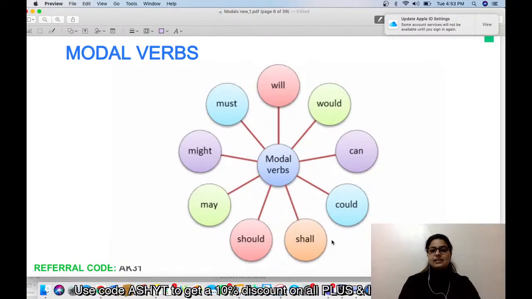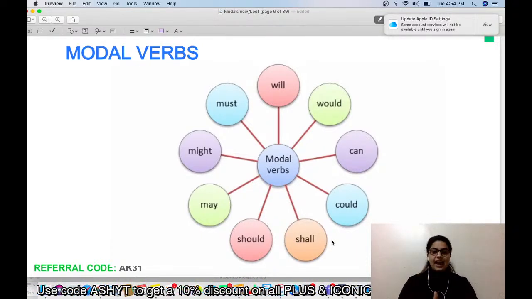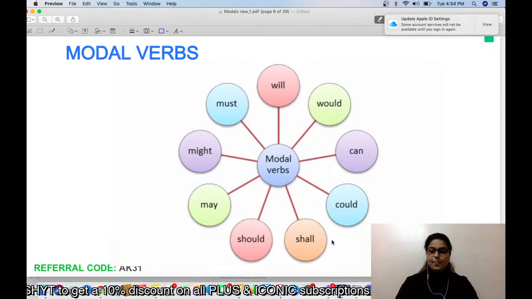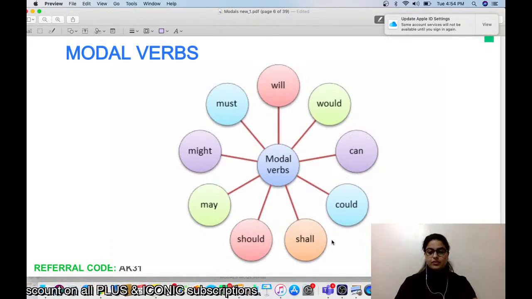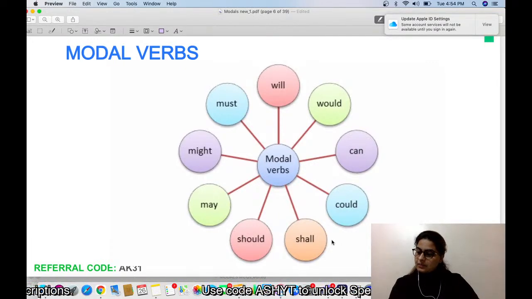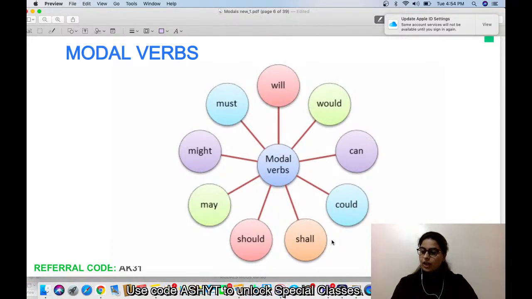Can someone write a sentence in the chat box using can when you're seeking help? Anyone? Don't write random models. I'm asking a question. Write one sentence using can and seeking help. Okay. Can you pass me that glass? Okay, wonderful. Good job, Tanishq.